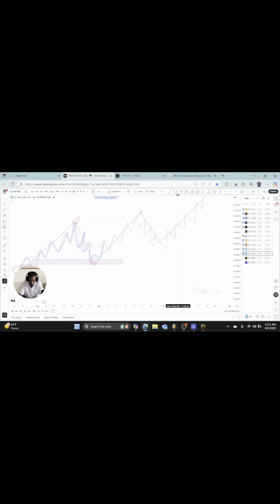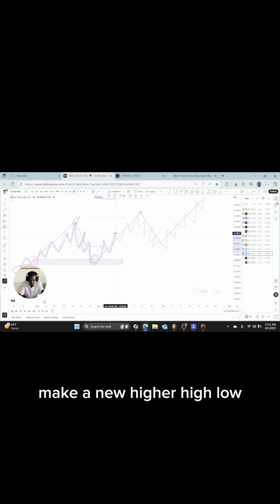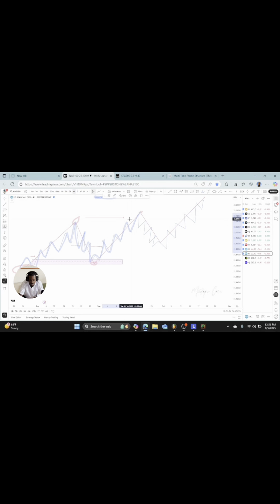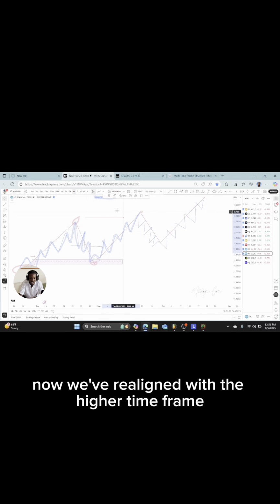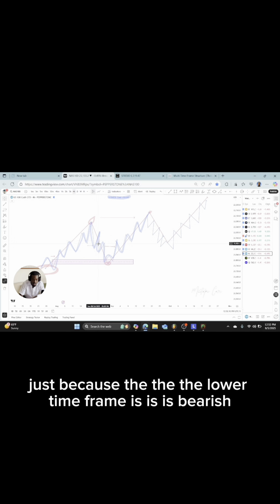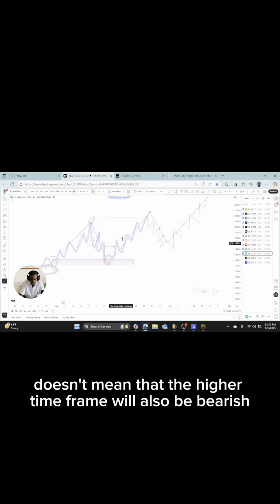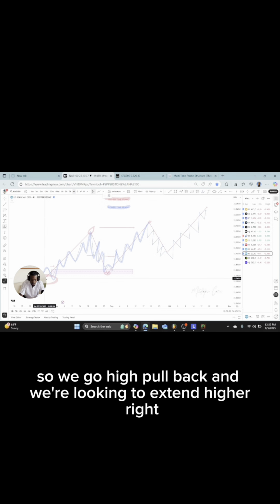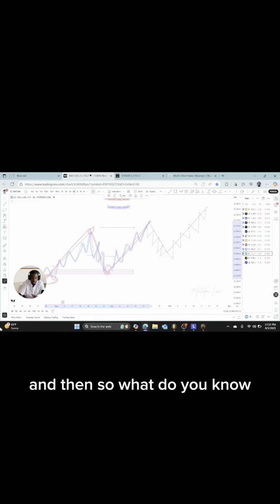So we come back down for a pullback, make a new higher high, low, higher high, low, higher high. Now we've realigned with the higher time frame. Just because the lower time frame is bearish doesn't mean that the higher time frame will also be bearish. So we go high, pull back, and we're looking to extend higher, right?